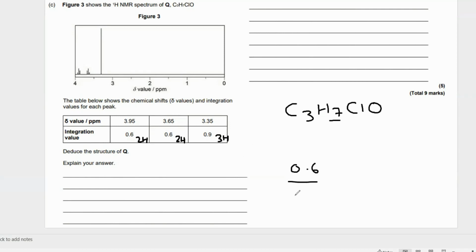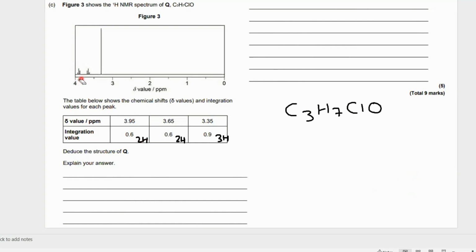The integration value is actually a ratio. So I just need to put it into whole numbers. So divide all by the smallest, 0.6 by 0.6 and 0.6 by 0.6 equals 1, 0.9 by 0.6 equals 1.5. Times them all by 2 to get them into whole ratios, and you'll come up with the ratio of 2 to 2 to 3, which equals exactly our 7 hydrogens, which means I've got 2 hydrogens, 2 hydrogens and 3 hydrogens in 3 different hydrogen environments.